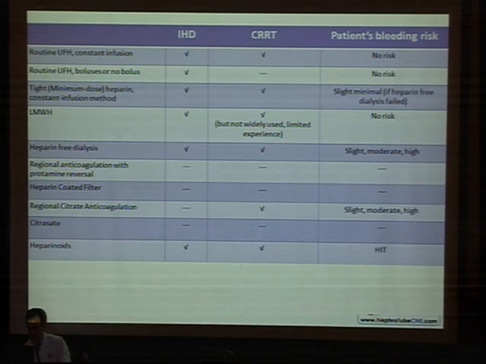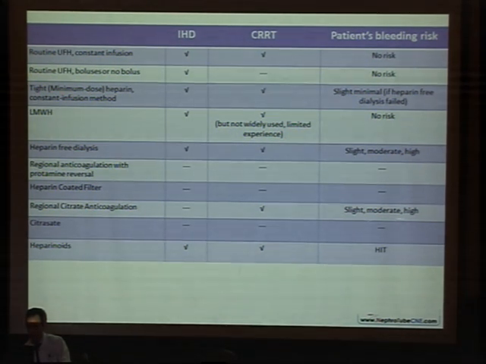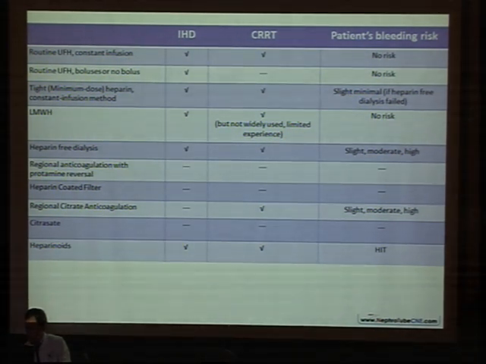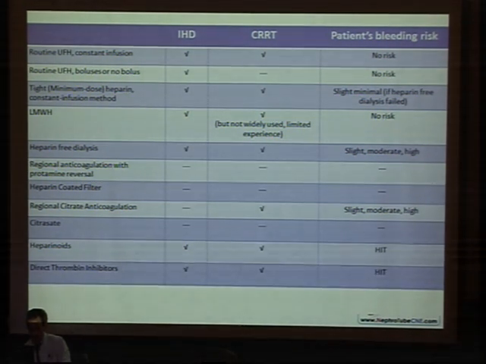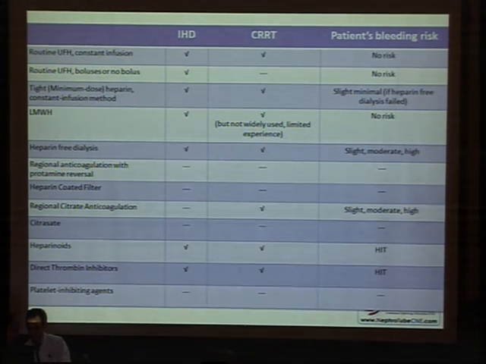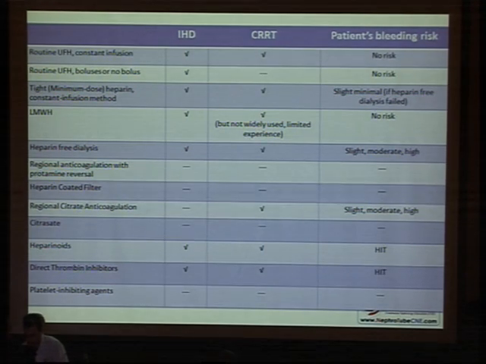Heparinoids can be used in intermittent hemodialysis and CRRT, and their primary use is for the management of heparin-induced thrombocytopenia. Direct thrombin inhibitors are the same as heparinoids. And finally, platelet inhibiting agents are not recommended till now.